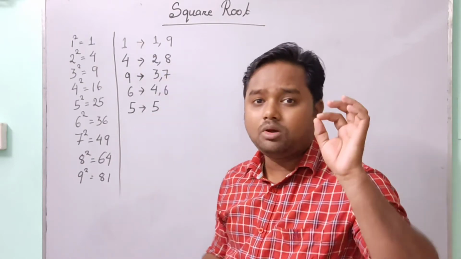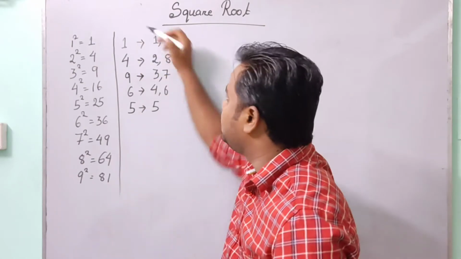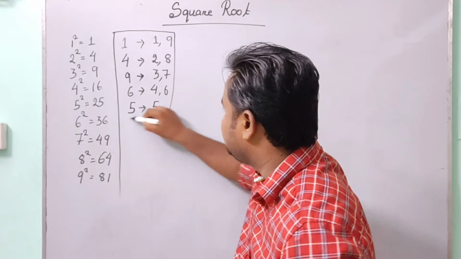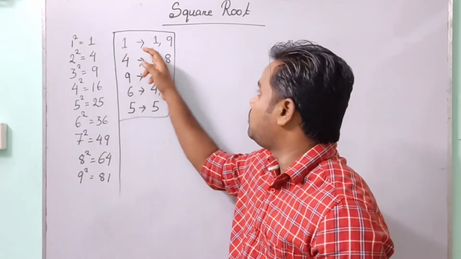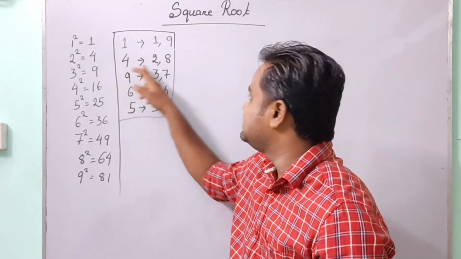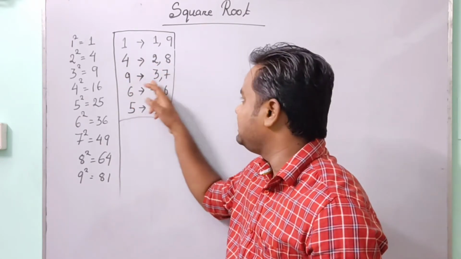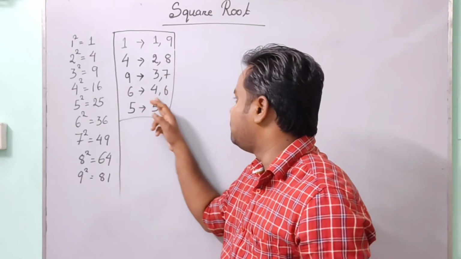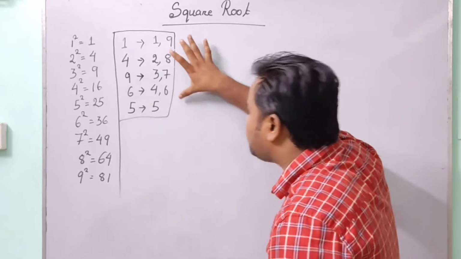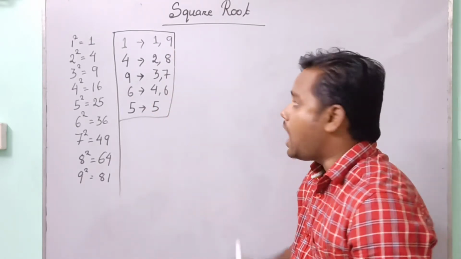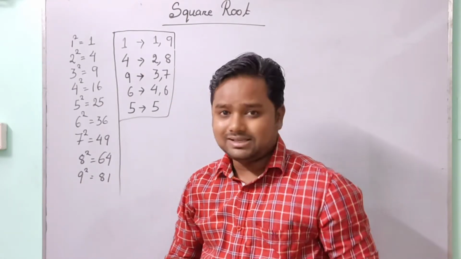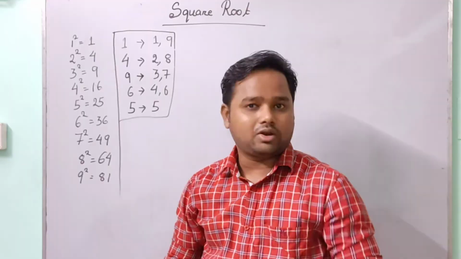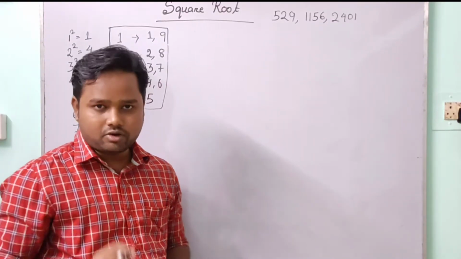So the main thing is we have to remember this table: for 1, write 1 and 9; for 4, write 2 and 8; for 9, write 3 and 7; for 6, write 4 and 6. I have to remember all these things. After that, I will do an example, and after the example you can know very easily how to find the square root. Now, we will find the square root.